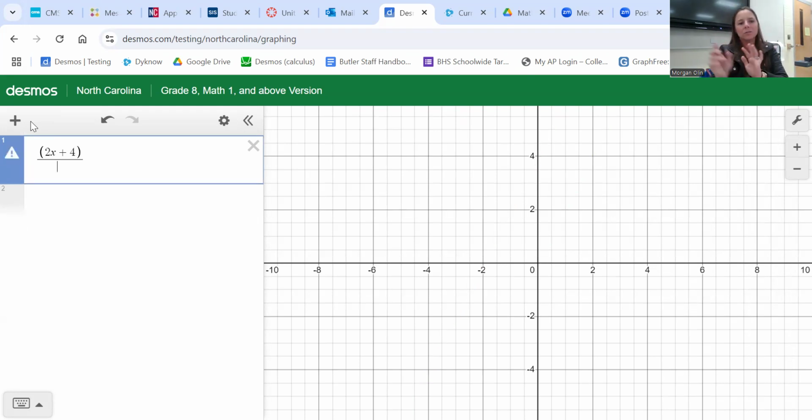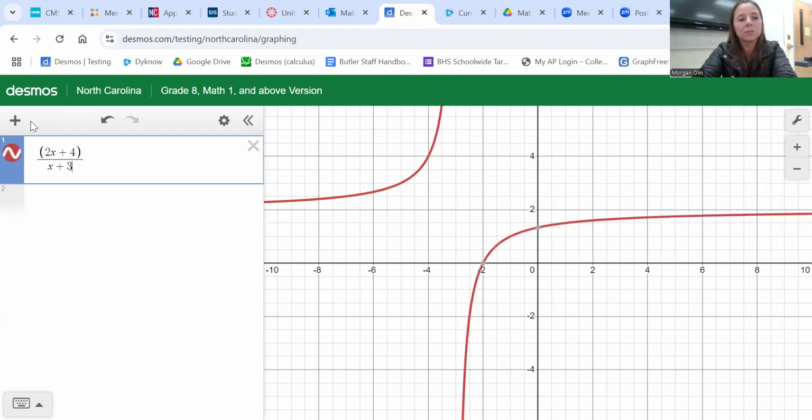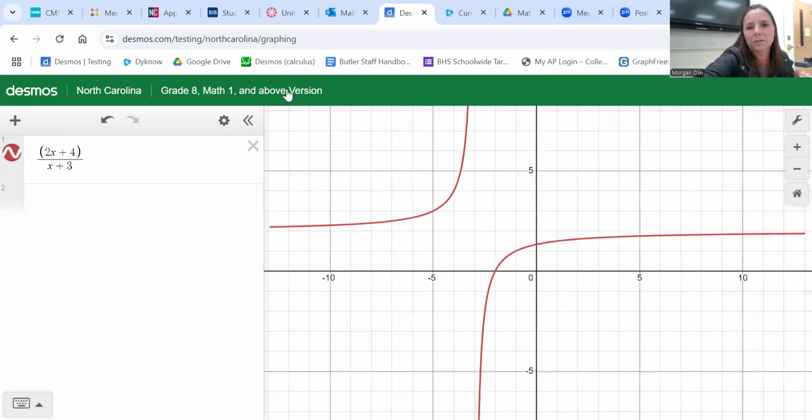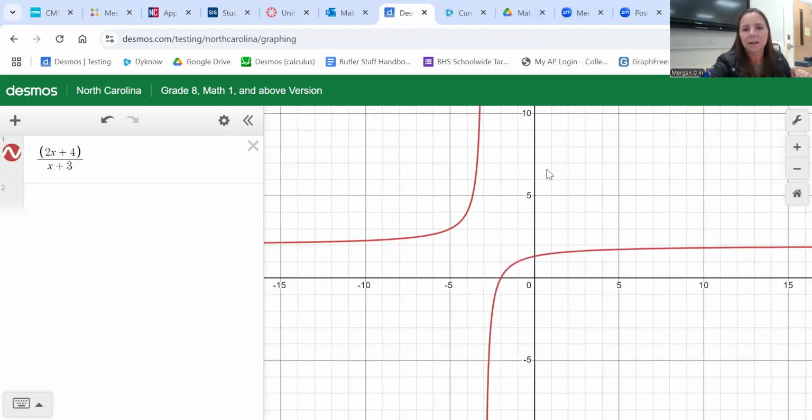Otherwise, if you don't, you would have to highlight it and then hit divide. Otherwise, it won't look the same as what's on your paper. All right, and when I zoom out, we can see that right here we could put a dotted line that the graph isn't going to touch at x equals -3 vertically. So that's our vertical asymptote.